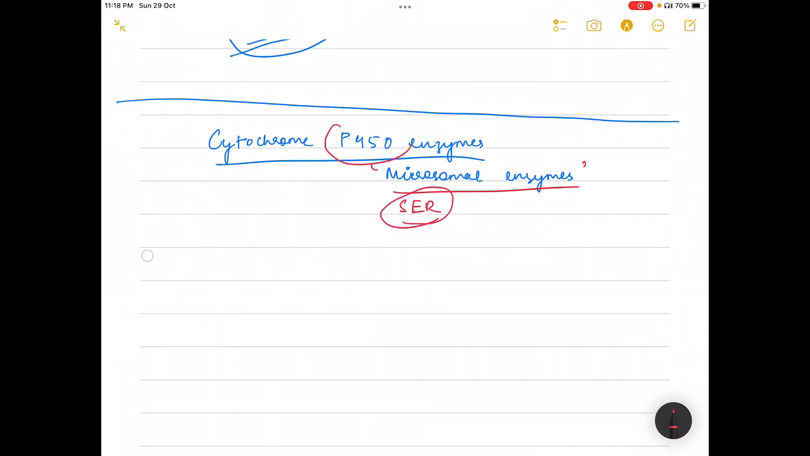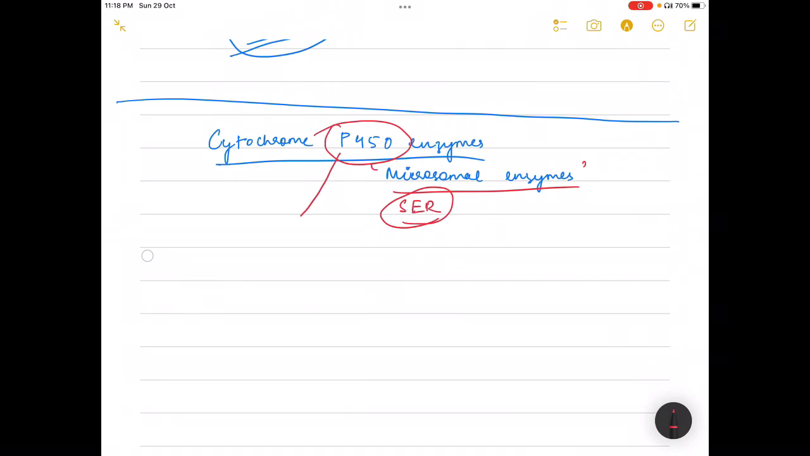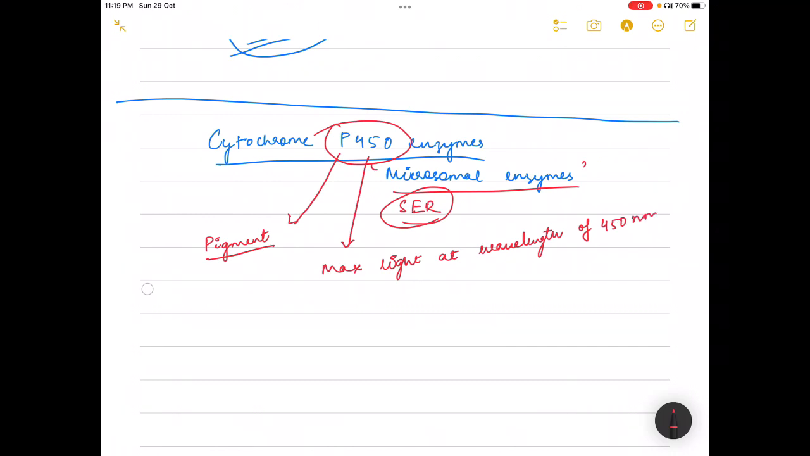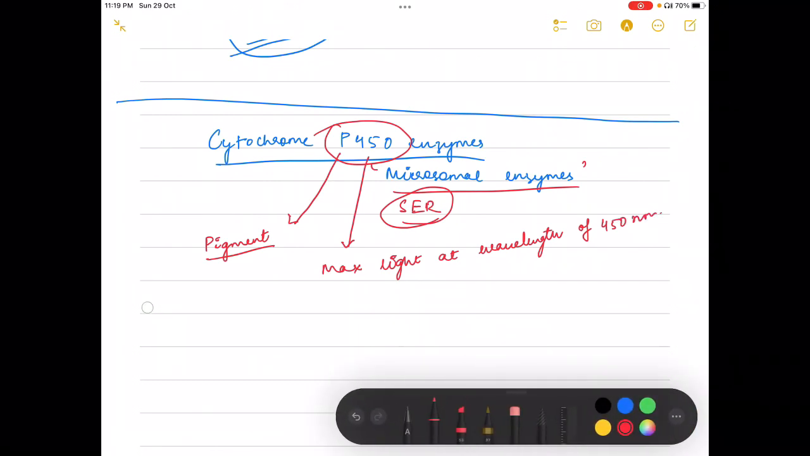Okay. So what is meant by this P450? So this P stands for pigment and 450 stands for that this pigment absorbs maximum light at wavelength of 450 nanometer.